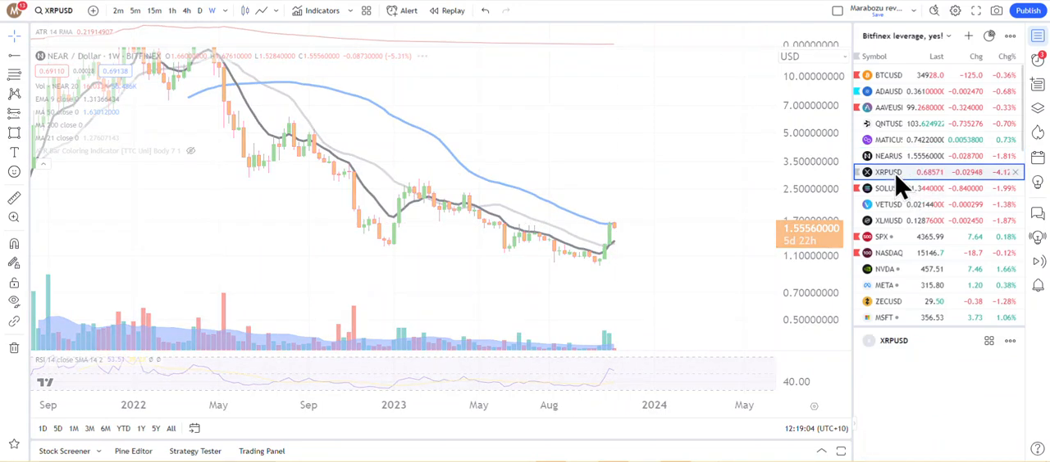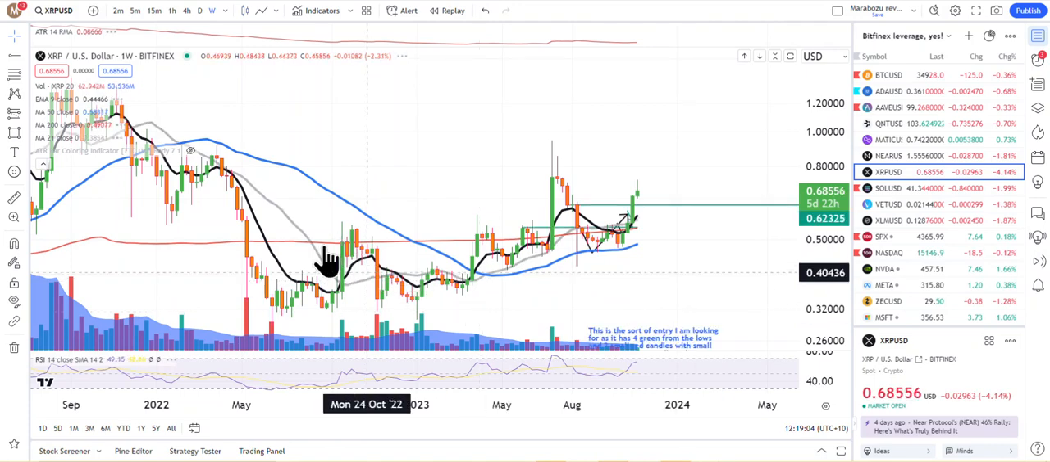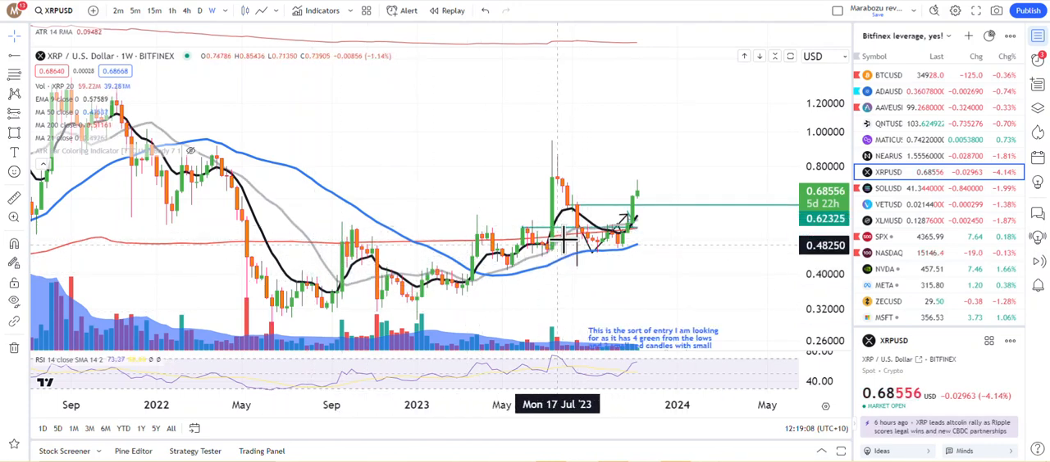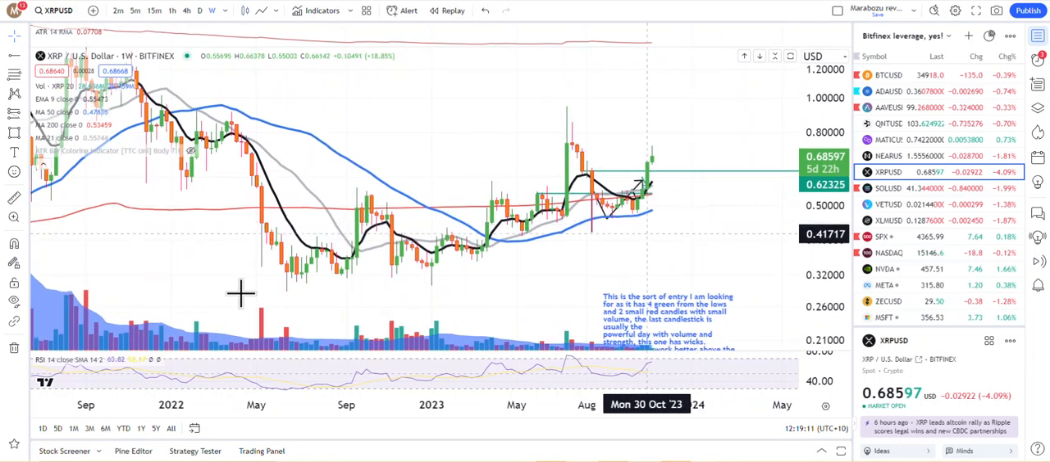All right, moving on, Ripple. So here we are. Oh, yep, look at that. So we've come down, got a bit of a bounce, and we're up to there at the moment. So 68 cents. I'll get rid of this too.